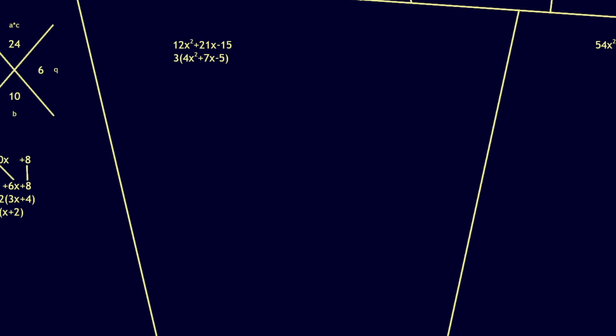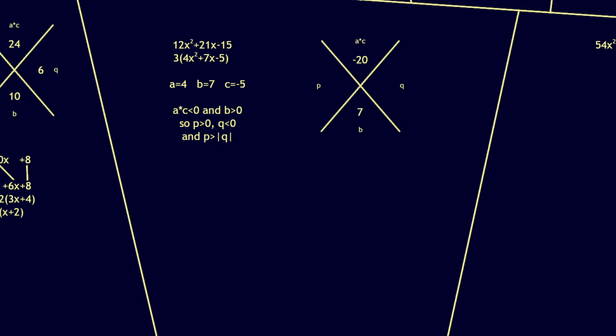That done, the 3 is just going to tag along on the outside and we can focus on the quadratic inside the parentheses. A is 4, b is 7, c is negative 5. After drawing our big X, multiplying 4 by negative 5 gives us negative 20, and 7 goes down below. Since AC is negative, one side number is negative and the other is positive, and since b is positive, that's the sign of the more massive of the two.